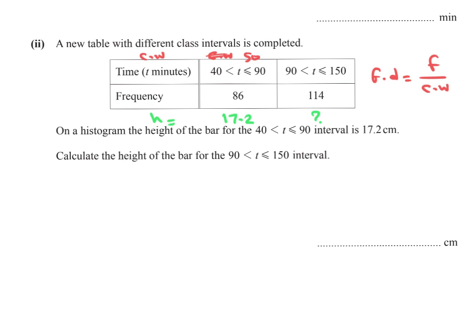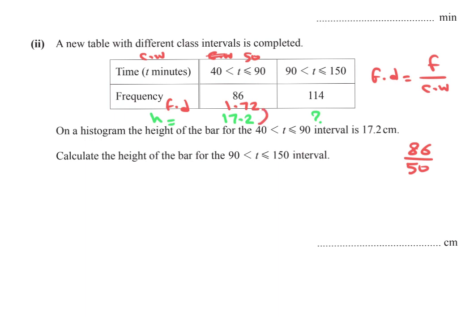Now to find the frequency density, we divide 86 by 50. Can you find the frequency density? 86 divided by 50 is 1.72. So this is the frequency density. The frequency density is 1.72, but the height is 17.2. So what happened to the frequency density? It was multiplied by 10.